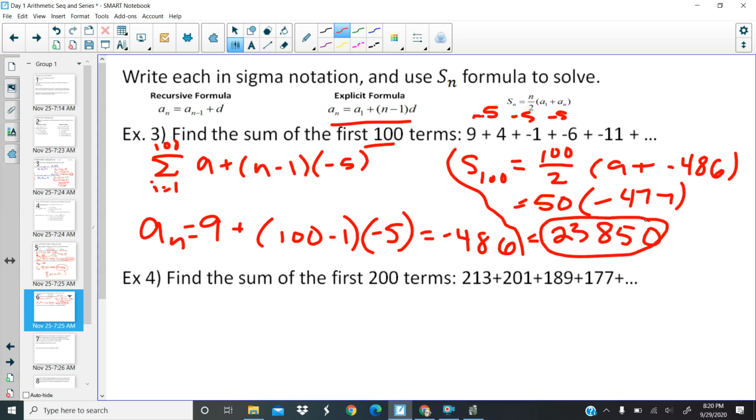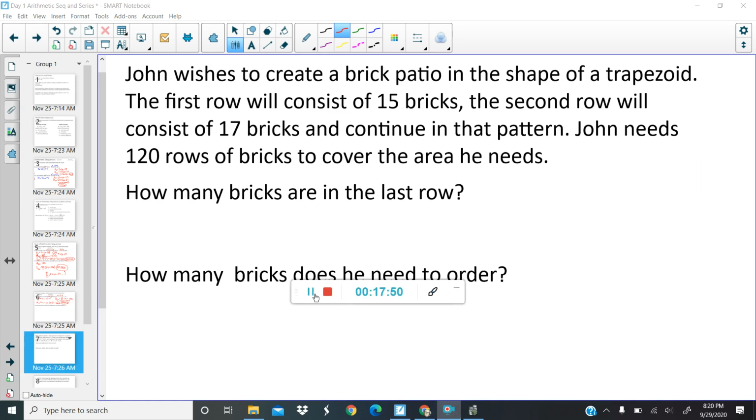And that would be your answer. And then I'm not going to do example 4 right now because you should have the general idea down. So we're going to go to a word problem instead. Okay, so this is kind of just how this is going to be applied.